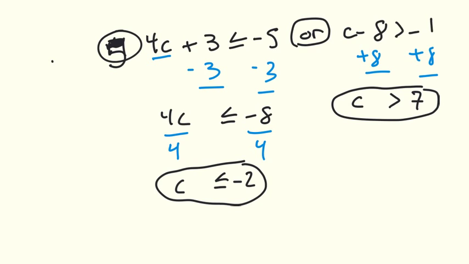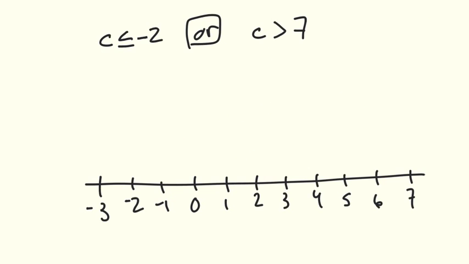All right, so let's go take a look at graphing this. So c is going to have to be less than or equal to negative 2. So there's the negative 2. And c could be on down here. It's an or equal to, so we're going to fill in the hole there. Or c could be bigger than 7. So it could either be down here or up here on the other end.